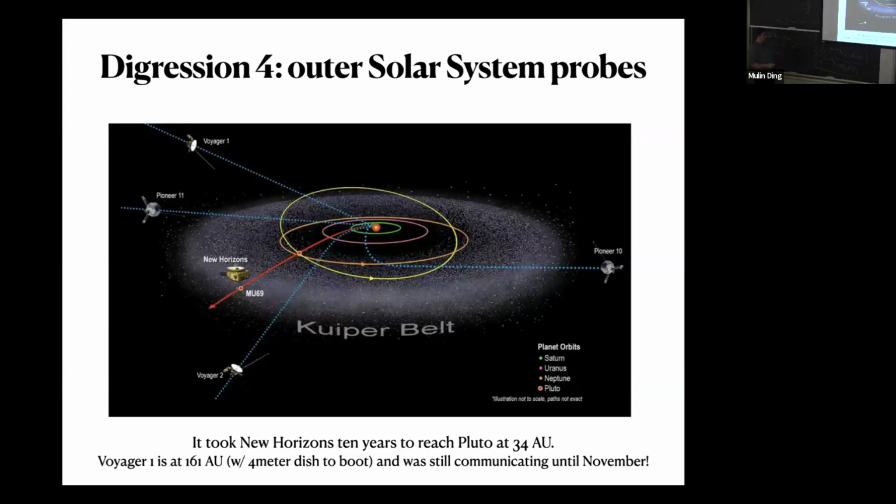So that would, as you'll see, be amazing. Voyager 1, which we launched a very long time ago, is at 161 AU, and a lot of these outer solar system probes have pretty big radio dishes to communicate. For example, it had a 4-meter dish, and it was still communicating, except I learned very recently that that stopped in November. Voyager 2 is still communicating. It's at 140 AU.